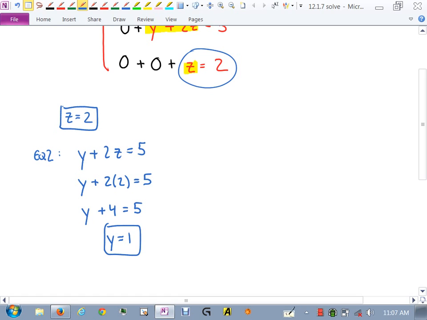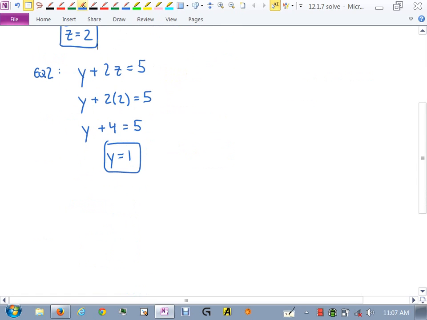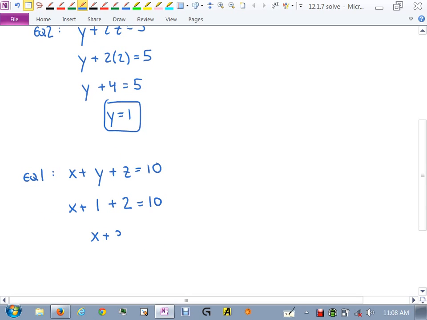So now I know what two of the variables are, right? I know what z is and y. Now I go to equation 1 that has x, y, and z in it. I know what y is. I know what z is. I should be able to find x. So now going into equation 1, x plus y plus z is 10. We get x plus y, which we said was 1, plus z, which was given to us as 2, equals 10. So x plus 3 is 10, which means x equals 7. So I found what all the variables were, right? And remember how we did ordered pairs for our answer? Here we do what's called an ordered triple.